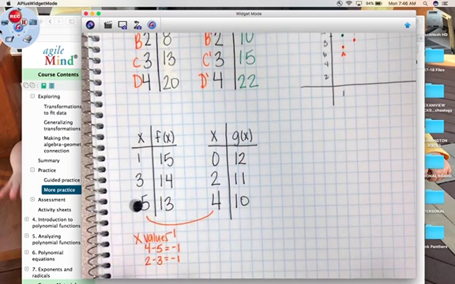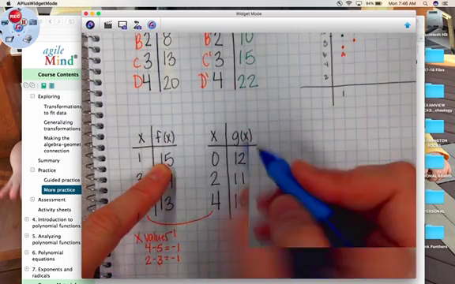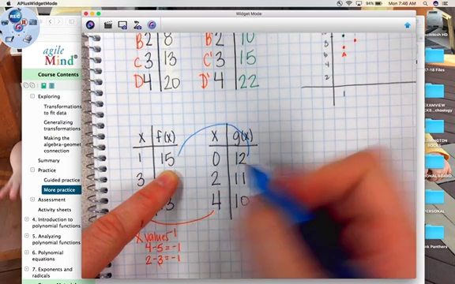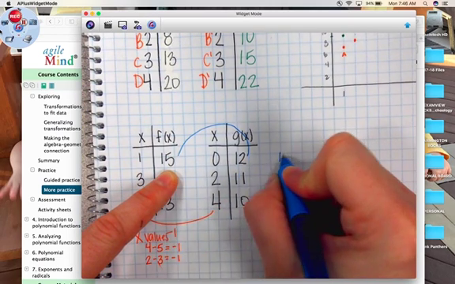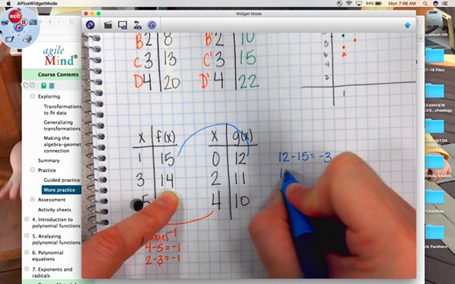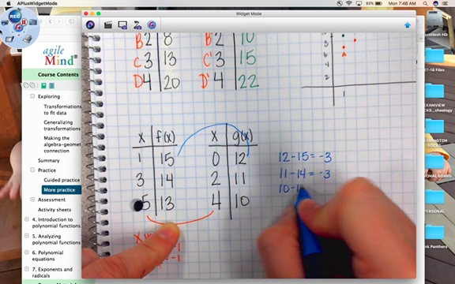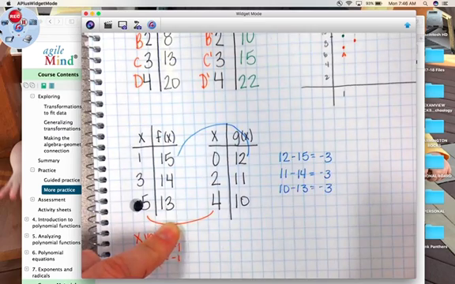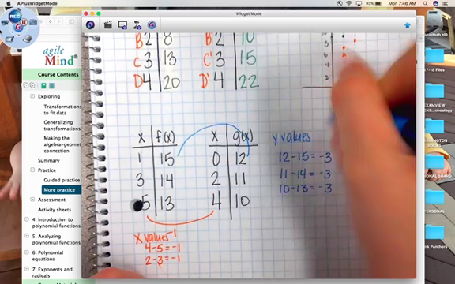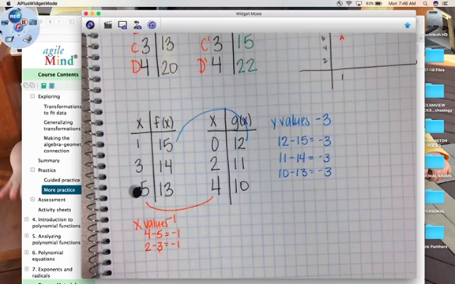Okay, and then if you look at the y values, and I'll just do it this way, from 15 to 12, or you could subtract 12 minus 15 is -3. 11 minus 14 is -3. And 10 minus 13 is -3. So the y values went down 3.